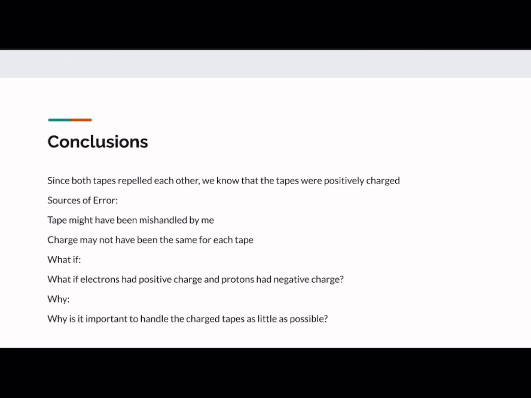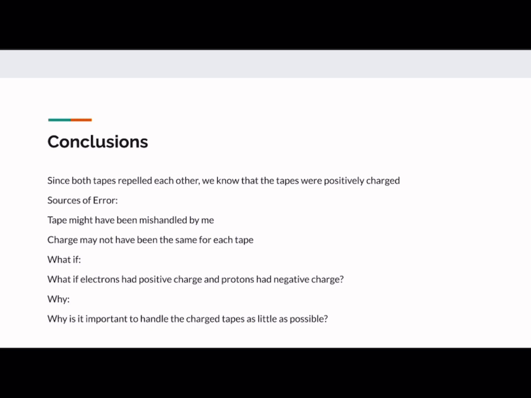So here are some conclusions I had. Since both tapes repelled each other, we know that the tapes were of equal charge, and we know that both tapes were positively charged. And for some sources of error, the tape might have been mishandled by me, and the charge may not have been the same for each tape as we assumed.